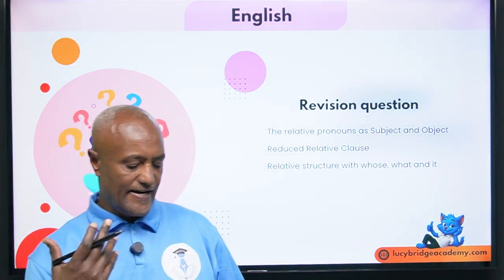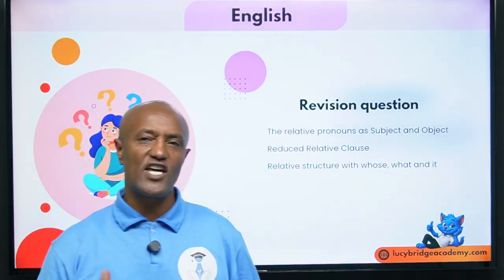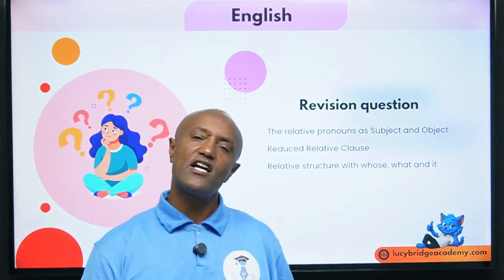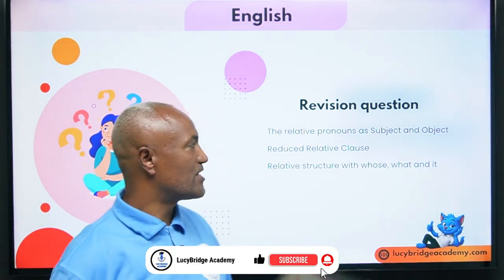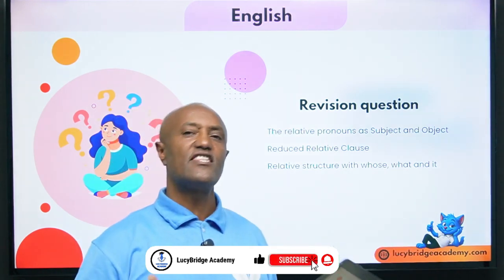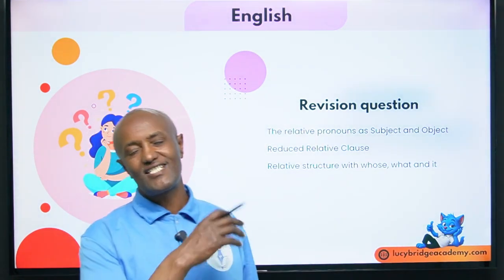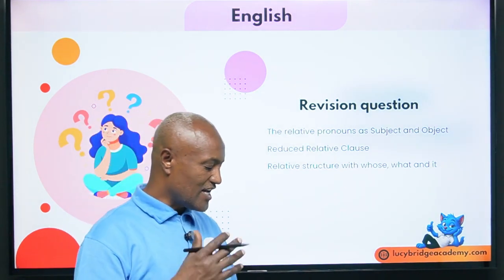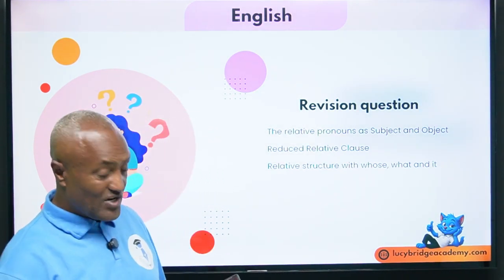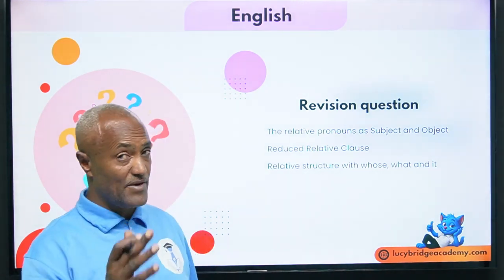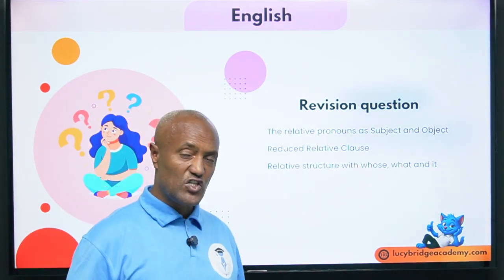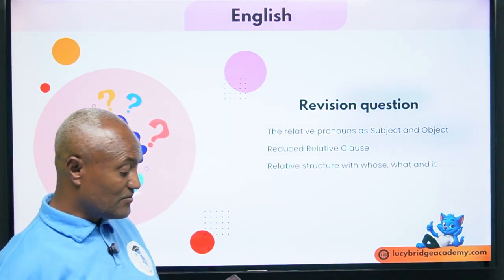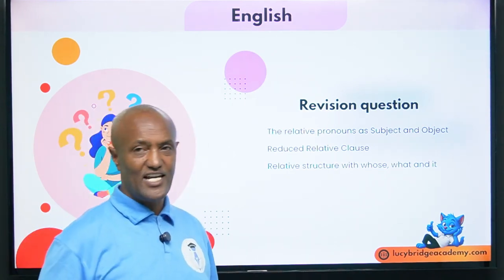Before we proceed to the next topic, I need to make things clear by giving you what we call revision questions. This strengthens the knowledge that we touched on previously, about the relative pronoun when it is used as a subject and object. Remember, we discussed the reduced relative clause and the relative structure with whose, what, and it.